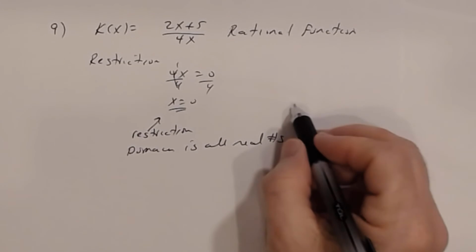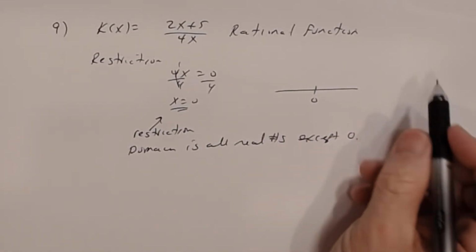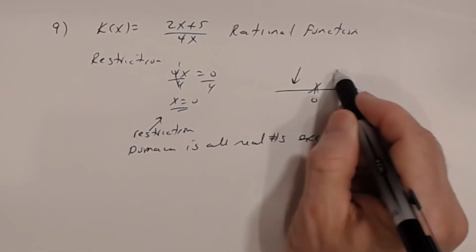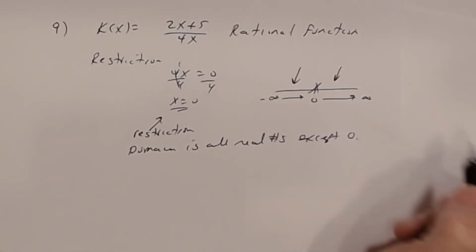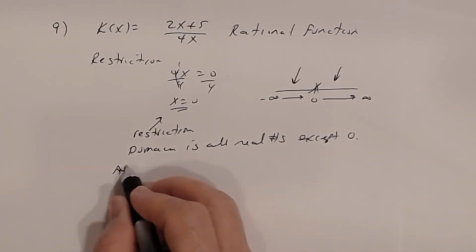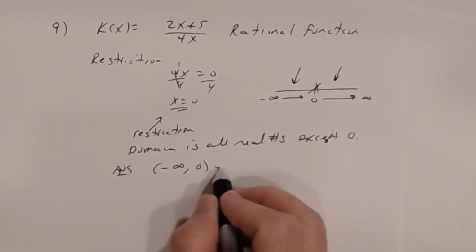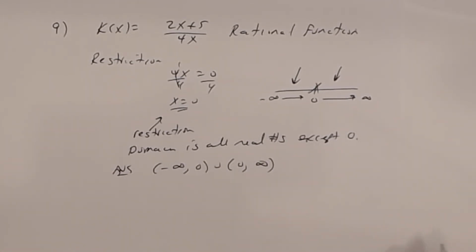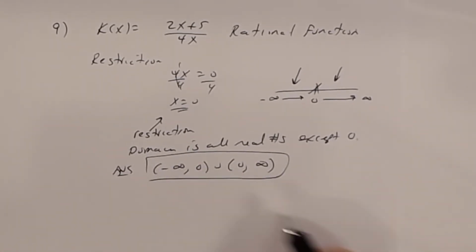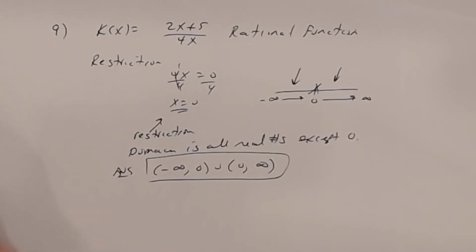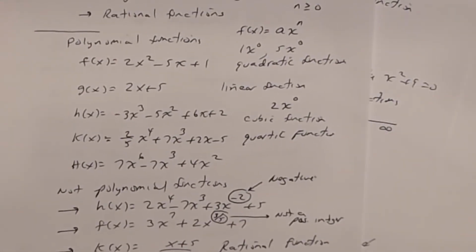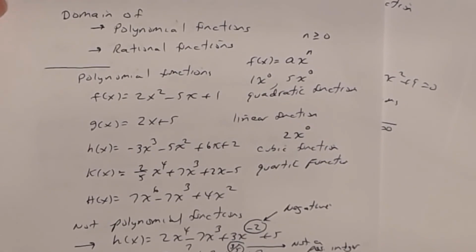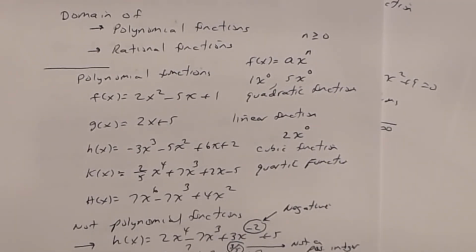Okay? So put 0 on the number line, cross it out, and then you have two intervals. You're going from negative infinity to 0, and then from 0 to infinity. So there's your answer: negative infinity to 0, union 0 to infinity. And so that is the part of this week dealing with the domain of polynomial and rational functions.